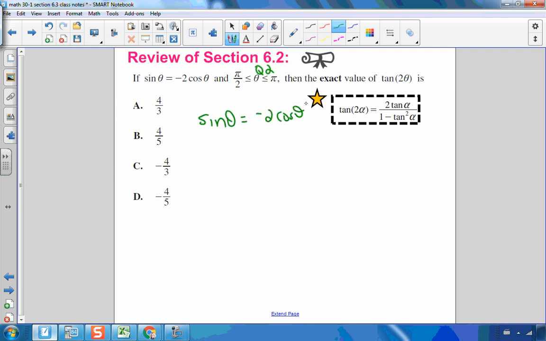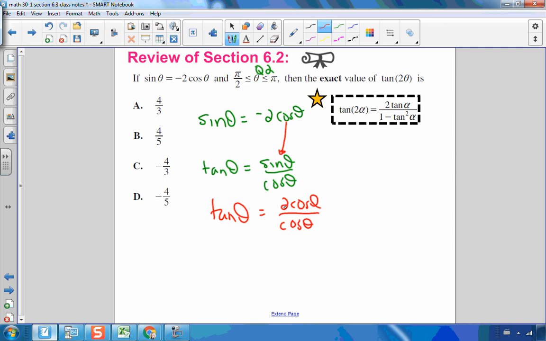Now, I've told you before, you cannot divide both sides of an equation by a variable, and cos theta is no exception. It's a variable. So what I'm going to do is go to what I know tan theta is, and tan theta is the ratio of sine over cosine, and then I'm just going to make my substitution here. Instead of sine theta, I'll use negative 2 cos theta. So that means that tan theta is negative 2 cos theta over cos theta. Negative, I forgot my negative. And then the cos thetas cancel, so I know that tan theta is just negative 2.